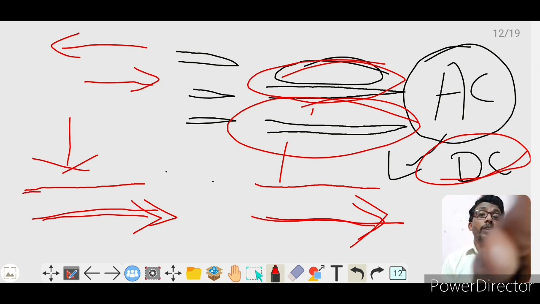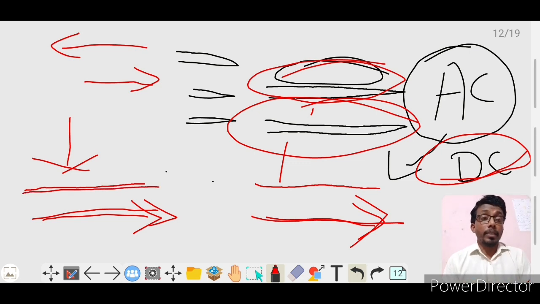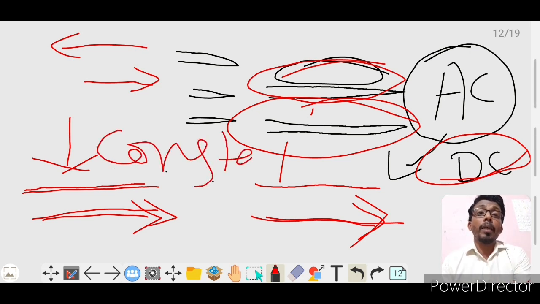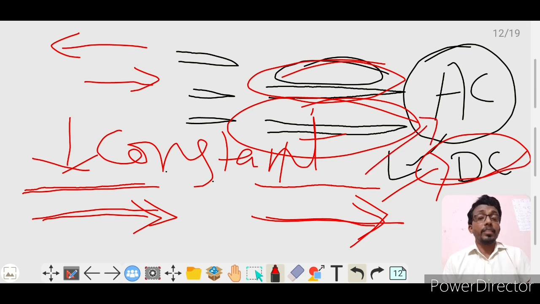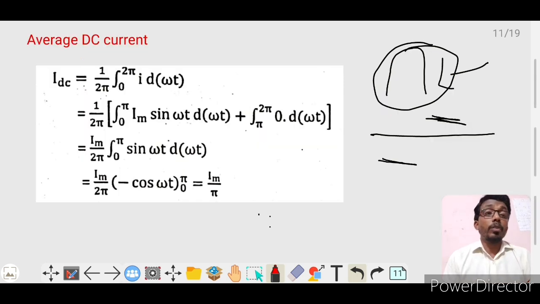But my current is not flowing with the same average, the same velocity. That means there are ripples. The current is 0, then it attains maxima, then again the current becomes 0. Again 0, attaining maxima, again becoming 0. So I am not having constant current. Hence, we have both components, DC as well as AC. Out of that, we are finding the DC component. We are calling it the average DC component. So we are finding the average DC current.